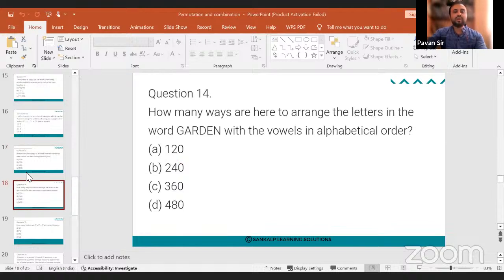How many ways are there to arrange the letters in the word GARDEN with the vowels in alphabetical order? The vowels A and E should be in alphabetical order. What is the answer for this? First, in GARDEN, how many letters are there? 6 letters are there.